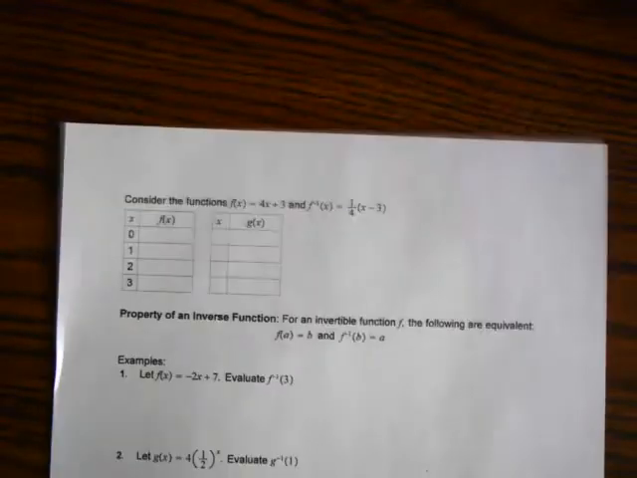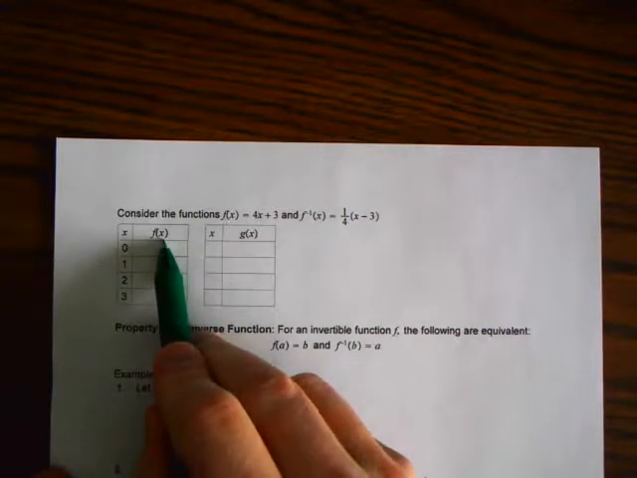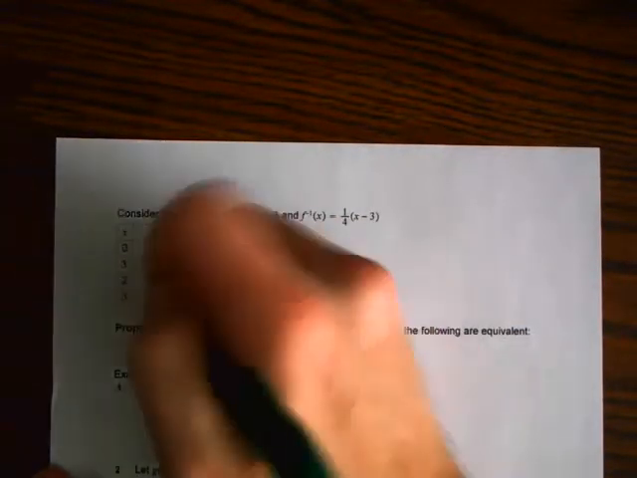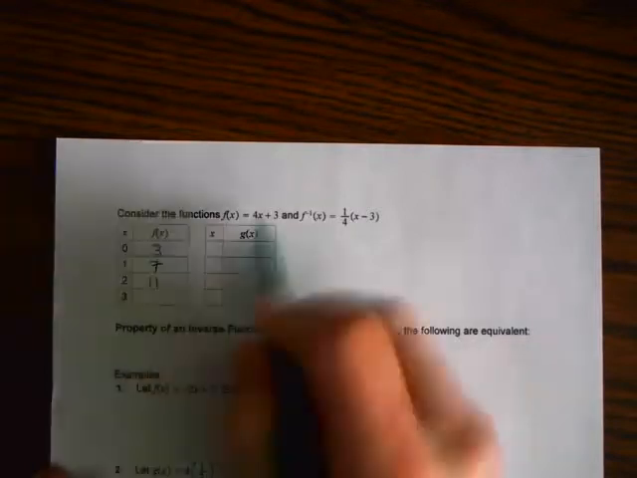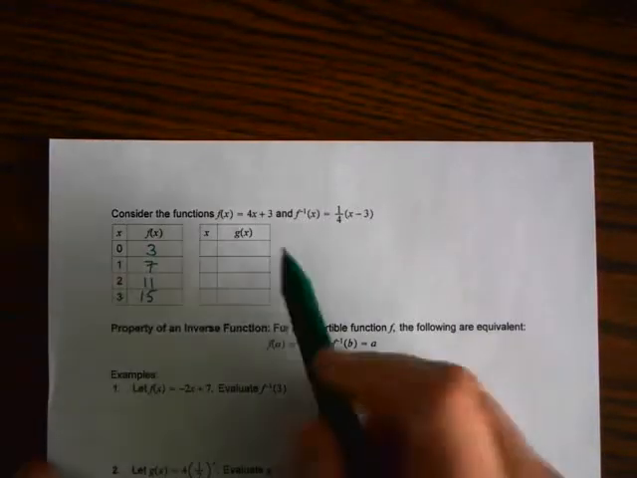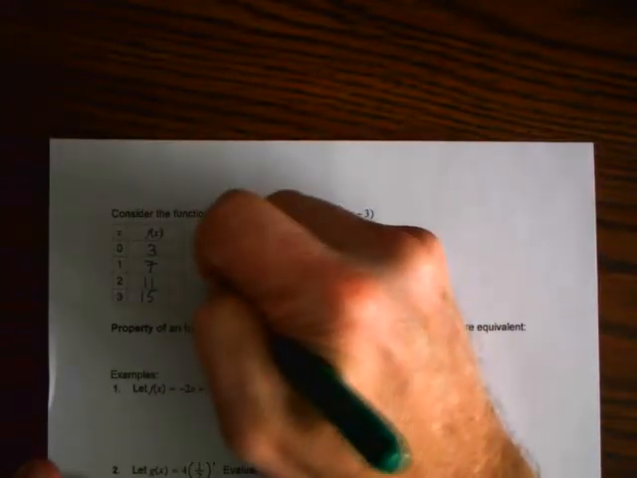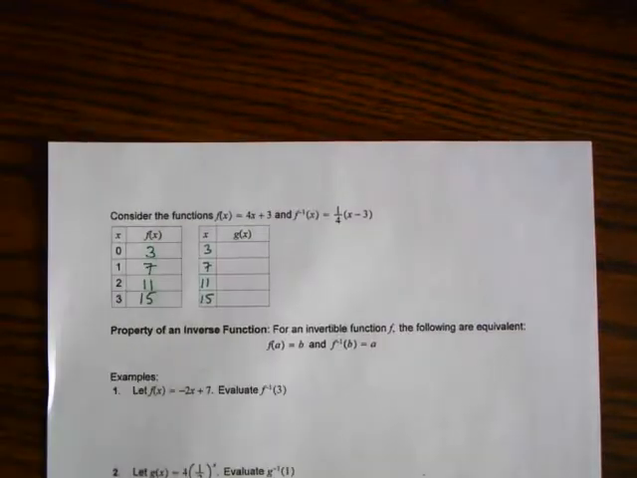I'm going to build a table. I'm going to take numbers, 0, 1, 2, 3, and plug them into f. Let's see, when I do that, I get 3, 7, plug in 2, that's going to be 8 plus 3, that's 11, and plug in 3, I get 12 plus 3, that's 15. All right, and then I'm going to plug some numbers into f inverse, or g, if you wish to call it that. The numbers I'm going to pick are 3, 7, 11, and 15. And it should be obvious where I got those from.